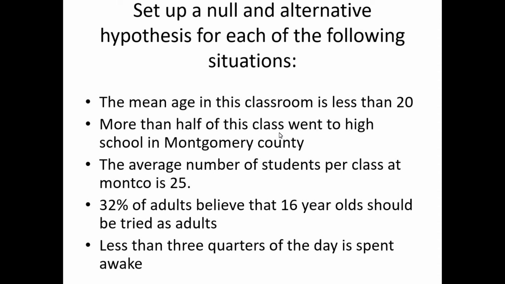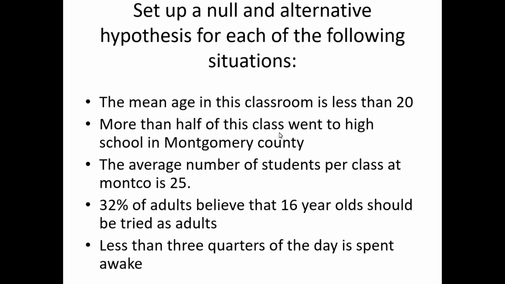I'm going to do the second one as well, just to talk you through a proportion. More than half of this class went to high school in Montgomery County. We want to start out by stating it as an equal to. So I would write H0: P equals 0.5, with 0.5 representing half as a proportion. H0: P equals 0.5. HA: P is greater than 0.5. If it's more than half and I'm trying to prove my alternative, I'd use a greater than sign to show that.